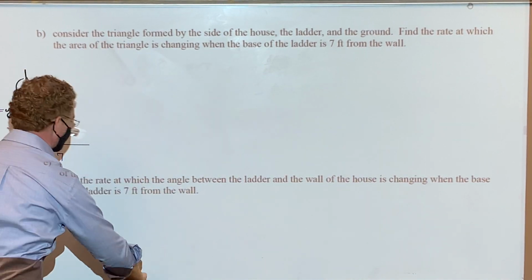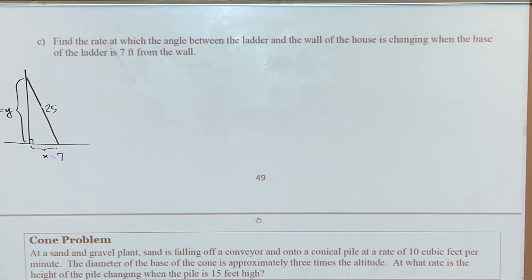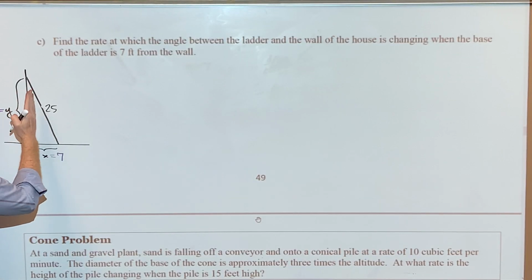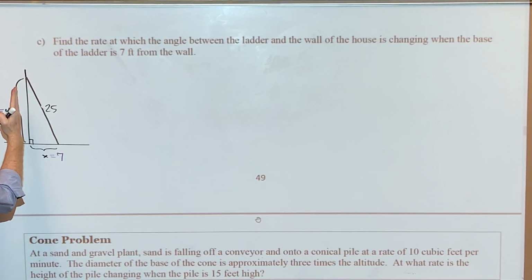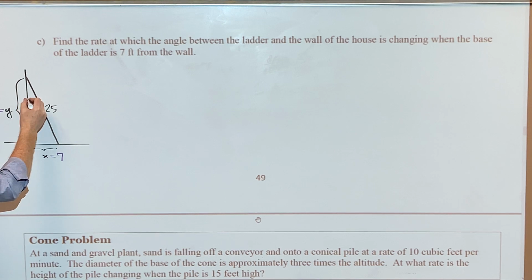All right, C says, find the rate at which the angle between the ladder and the wall of the house is changing. The angle between the what? Ladder and the wall. Every year I have somebody who calculates that angle. I mean, that's not a wall. Okay, this is the angle. So I'm looking for that theta.